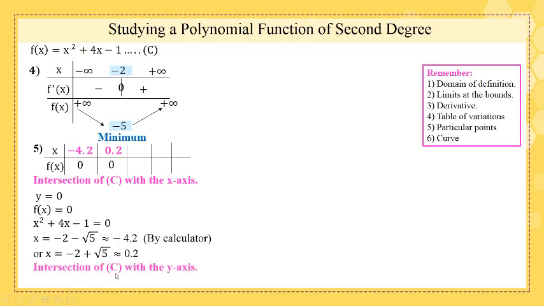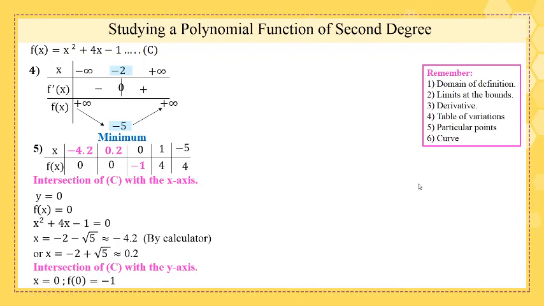Intersection of C with the y-axis. Thus, x equals 0, that is, f of 0 equals minus 1. We got the coordinates of a new point, which is 0, minus 1. We will continue determining some particular points such as 1, 4 and minus 5, 4.